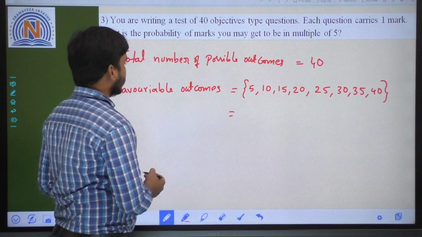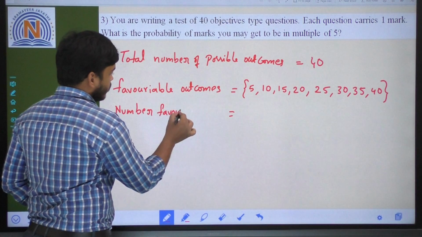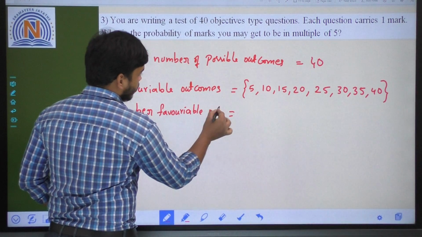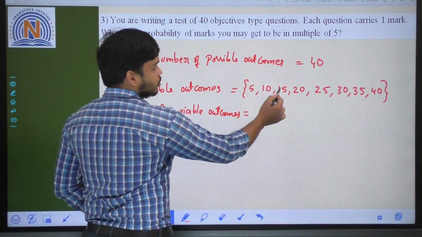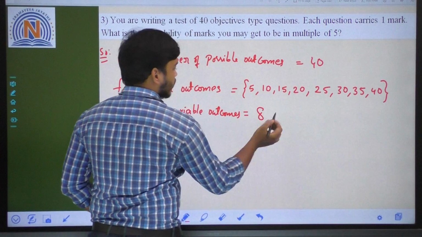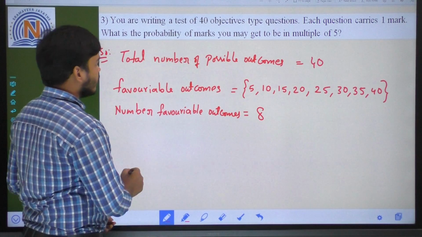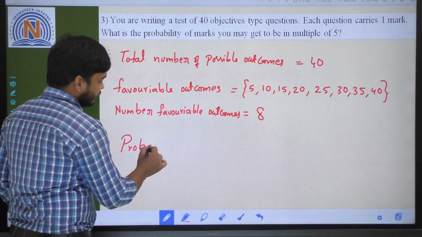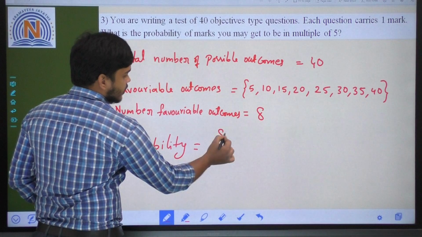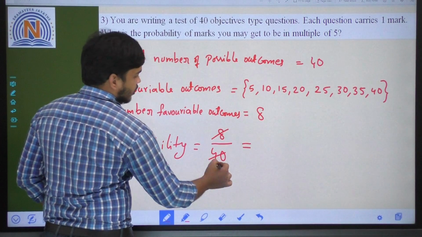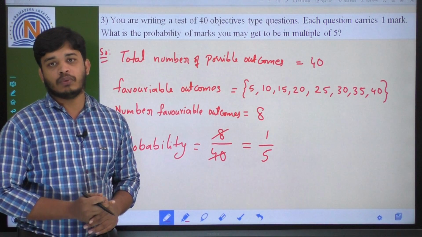How many are there? Number of favorable outcomes: 1, 2, 3, 4, 5, 6, 7, 8. 8 favorable outcomes are there. Those marks are all multiples of 5. So probability is equal to favorable outcomes by possible outcomes, that is 8 by 40, which is equal to 8 ones are 8, 8 fives are 40. 1 by 5 is the probability of getting marks that are multiples of 5. So 1 by 5, right?